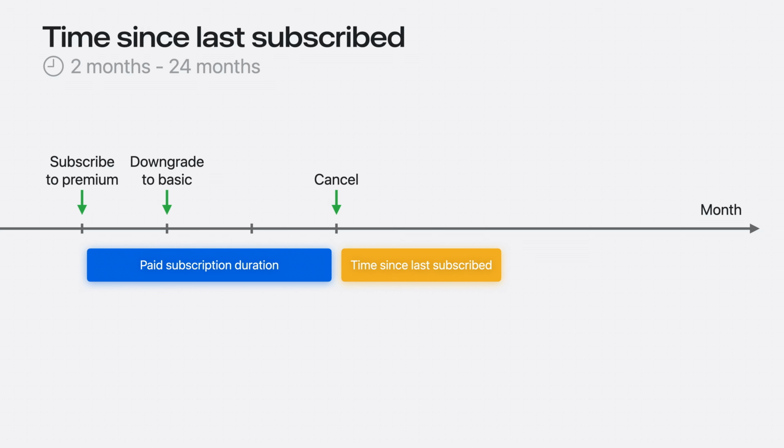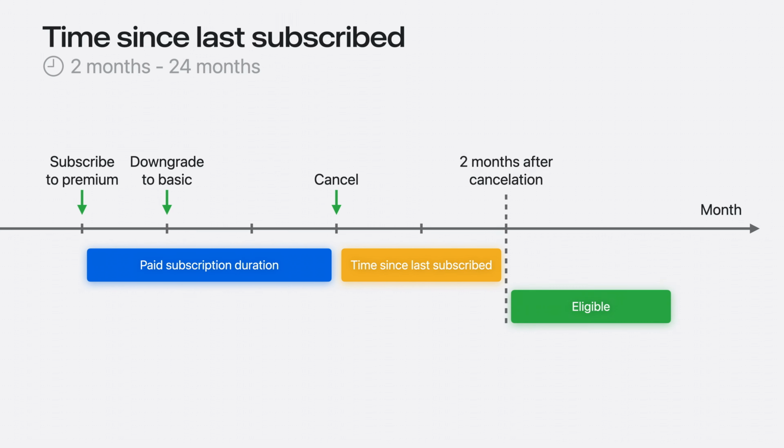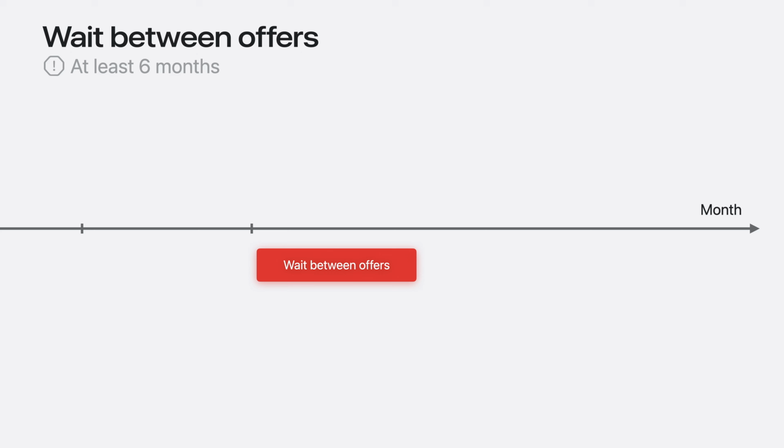After this cancellation, we begin calculating the time since last subscribed. After 2 months, the customer is eligible for the win-back offer because we set the minimum time since last subscribed to 2 months. Now, let's talk about wait between offers. This is an optional requirement which allows you to set the minimum amount of time the customer must wait before they can redeem the offer again.